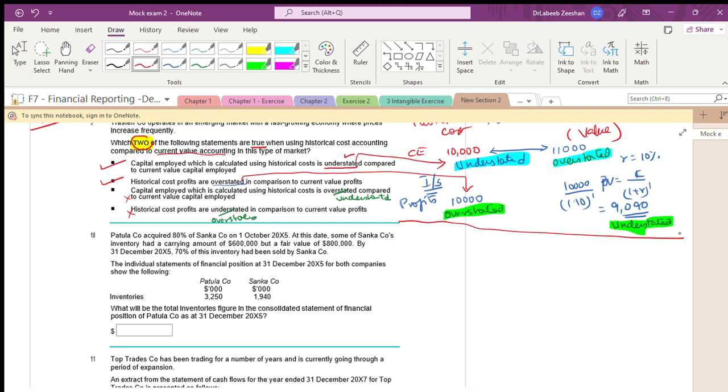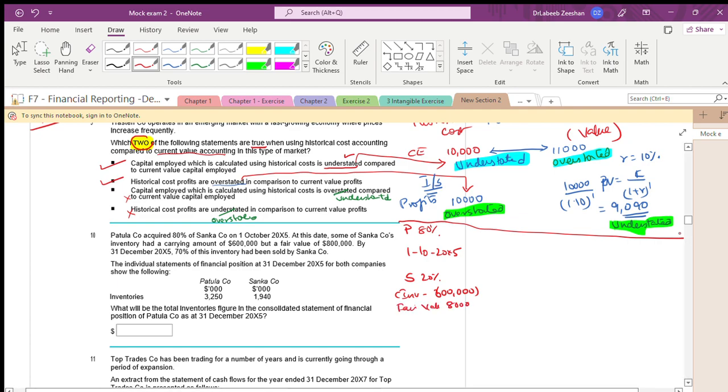Patula company acquired P and S. This is 80% and this is 20%. They acquired it on 1st October 2005. At this date, Sanka's inventory carrying amount is how much? Inventory is 600,000. And the fair value is how much? Fair value is 800,000.